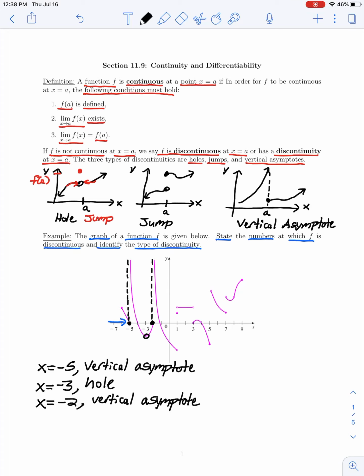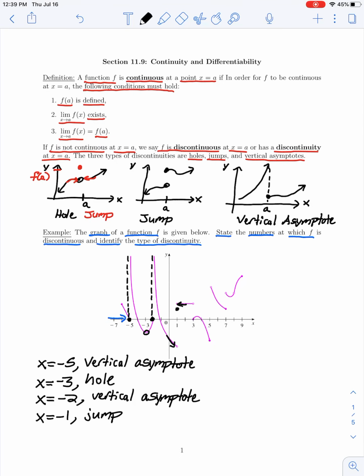So continuing to move along our x-axis, the next point of discontinuity would be at x equals 1. We have a jump discontinuity. So our function is defined at x equals 1. We see this closed point. However, the left-hand limit and the right-hand limit are not the same. Our limit does not exist as x approaches 1. So we have a point of discontinuity, which would be a jump discontinuity.